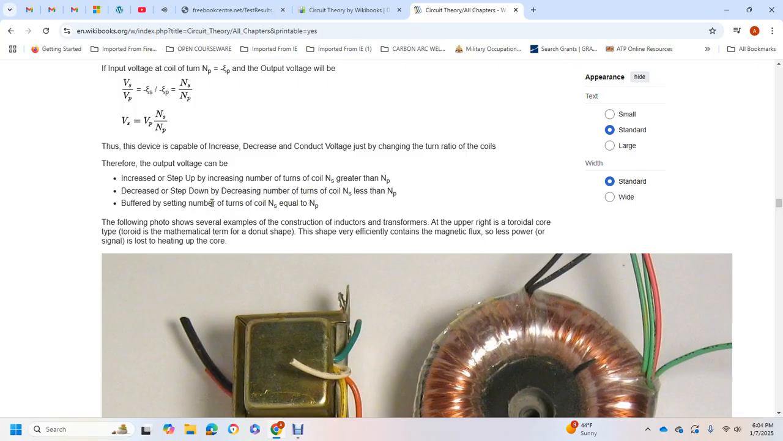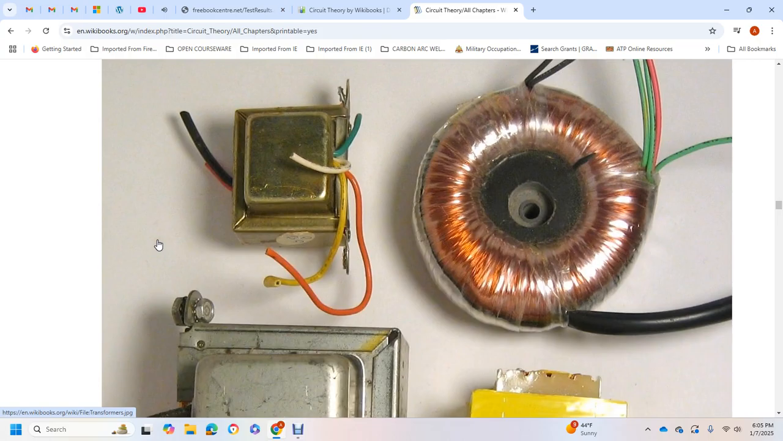The following photos show a simple example of the construction of an inductor transformer. A toroidal, or donut, shape is very efficient at containing magnetic flux, although some power signal is lost, heating up the core.